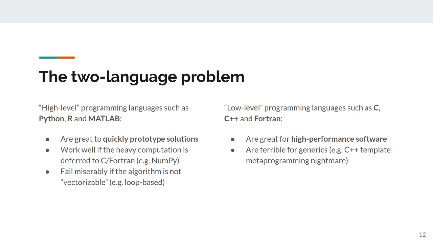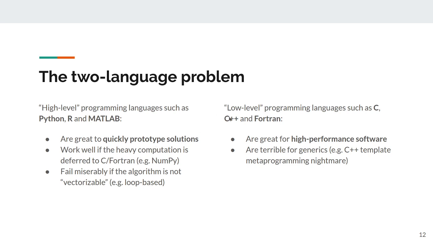This is known in the Julia language community as the two-language problem. You have high-level languages such as Python, R, and MATLAB that are great to quickly prototype solutions, and they work really well if the heavy computation is deferred to some low-level language such as C or Fortran. However, they fail miserably if the algorithm is not vectorizable. And as you will see in these tutorials, I hope to get to this point, the geostatistical algorithms are hardly vectorizable, in the sense that you always have to loop over the pixels of the image, searching for neighbors and doing very local operations that are not easy to vectorize.